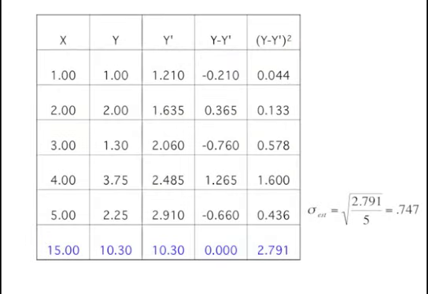Now let's look at an example. Assume the data in this table are the data from a population of 5 xy pairs. Y prime is the predicted value and y minus y prime is the error of prediction. The last column shows the squared errors of prediction. The blue numbers in the last row are the sums of each column. The sum of the squared errors of prediction is 2.791 and n equals 5. Therefore, the standard error of the estimate is the square root of 2.791 divided by 5, which equals 0.747.